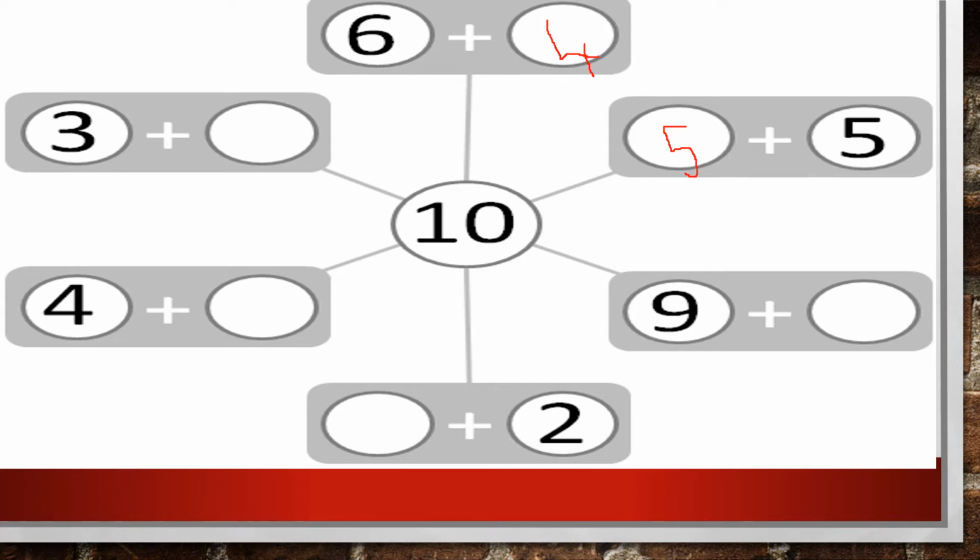Now I want you to do the rest of this activity. 3 plus what gives us 10? 6 plus what gives us 10? 2 plus what gives us 10? And 9 plus what gives us 10? So I want you to do the rest of this activity. You have 2 minutes. I have my timer on.